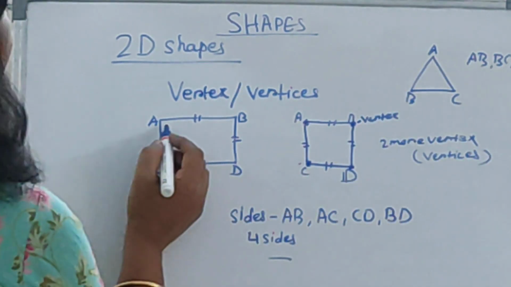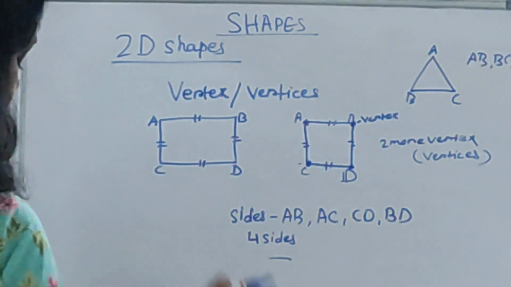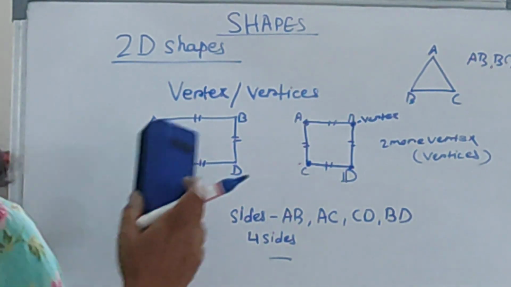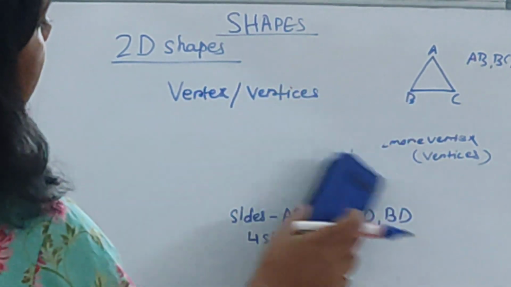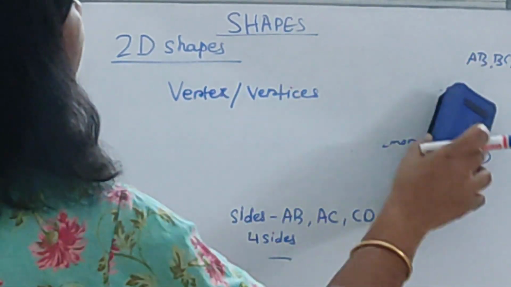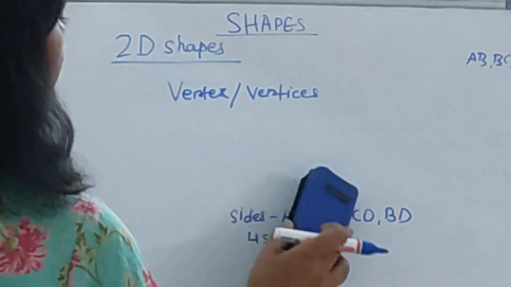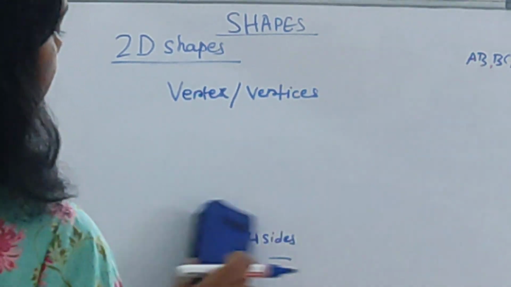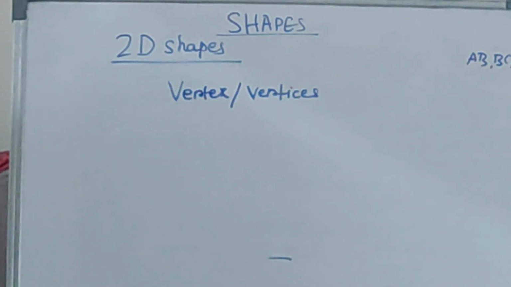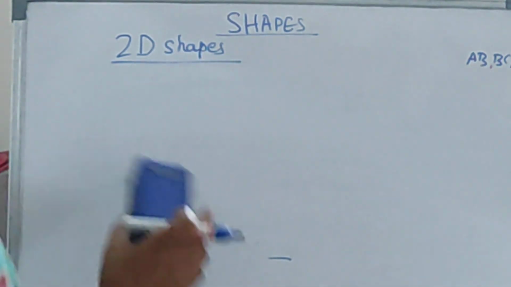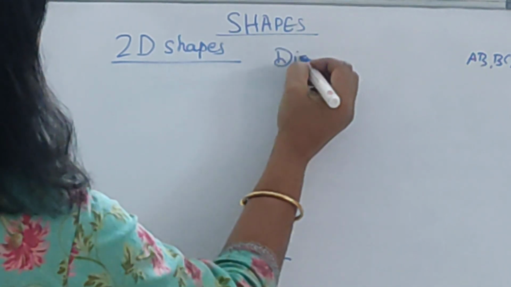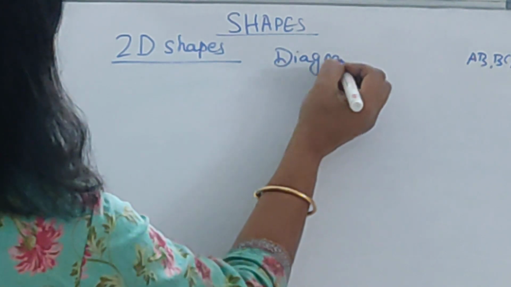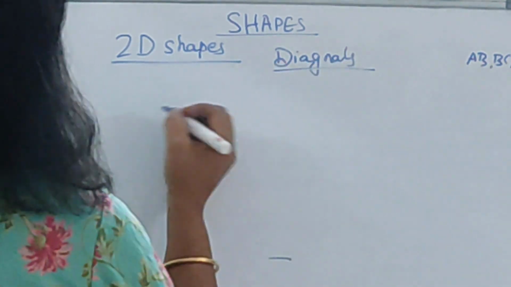Okay. Now what are we learning? We will learn about the diagonals. I hope that you understand well how many sides there are in polygons. Now let us learn what a diagonal is. Do you know what a diagonal is? Let's see. What will we learn now? Diagonals. Yeah. So what is a diagonal?